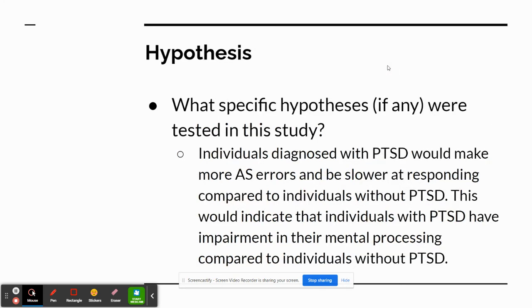Right. And then the hypothesis. What specific hypotheses, if any, were tested in this study? There was one hypothesis posed for this study. Individuals diagnosed with PTSD would make more AS errors and be slower at responding compared to individuals without PTSD. This would indicate that individuals with PTSD have impairment in their mental processing compared to individuals without PTSD.